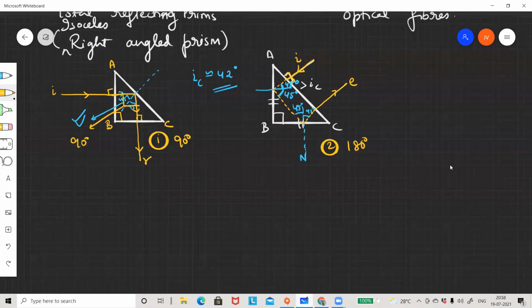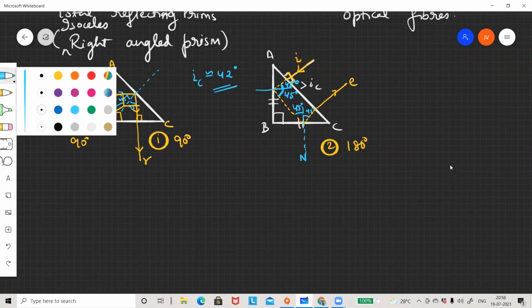Then we have the erecting prisms, that means non-deviating prisms. Actually, this is also non-deviating. The first two were also non-deviating. They were not, no, they were deviating.